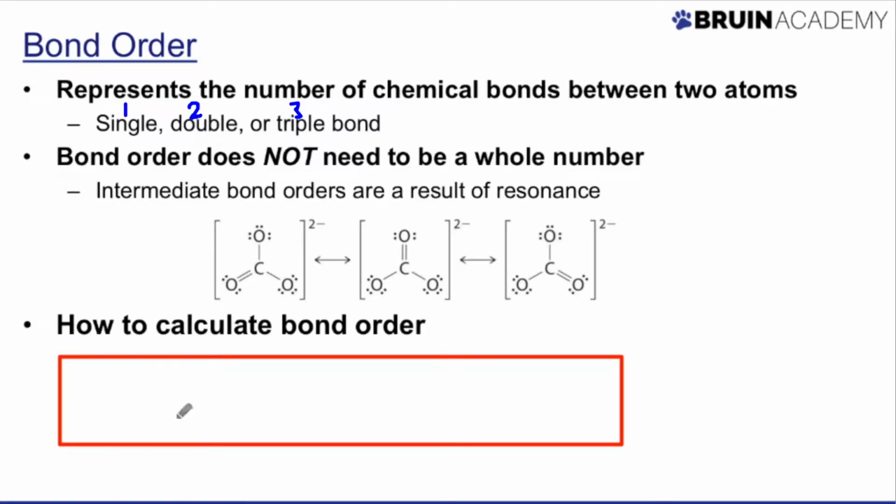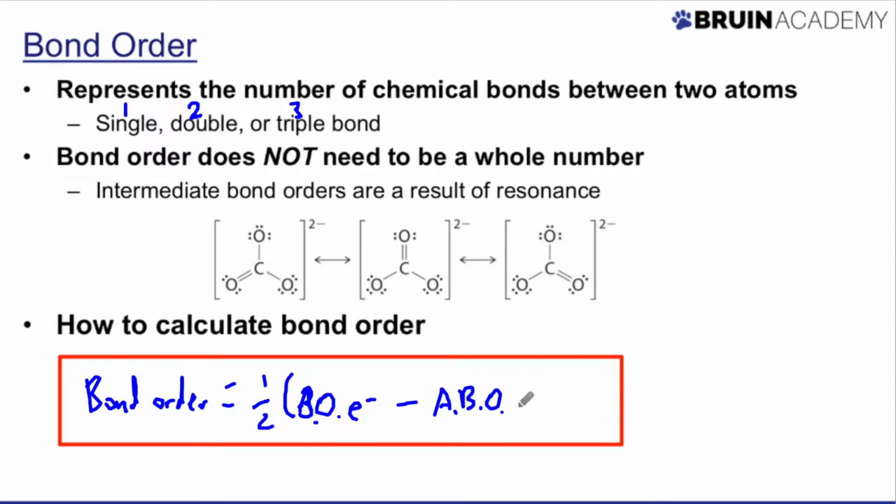And there is an equation you use to calculate bond order, and it's the following. So bond order is simply equal to 1/2 of the electrons found in bonding orbitals, so bonding orbital electrons, minus the electrons found in antibonding orbitals, so antibonding orbital electrons. You count the total of bonding orbital electrons, the total of antibonding orbital electrons, subtract them, divide it by 2, and that's your bond order.